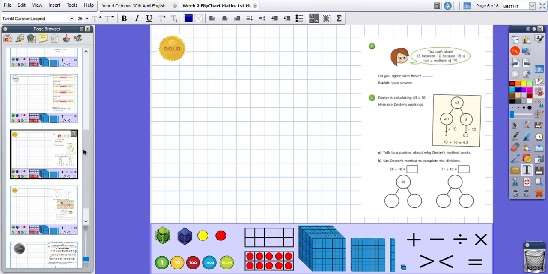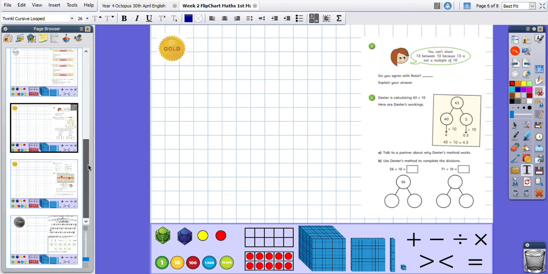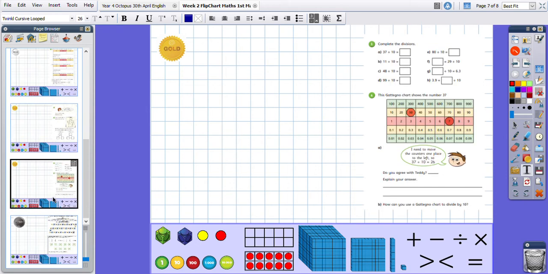And for gold, moving on to problem solving and reasoning, discussing whether you agree with Rosie, and checking whether Dexter's calculations are correct on questions 3, 4, 5 and 6. You are again using the inverse on question 5 to check calculations. So for example, something divided by 10 is 3.9. So how do we check this using the inverse?